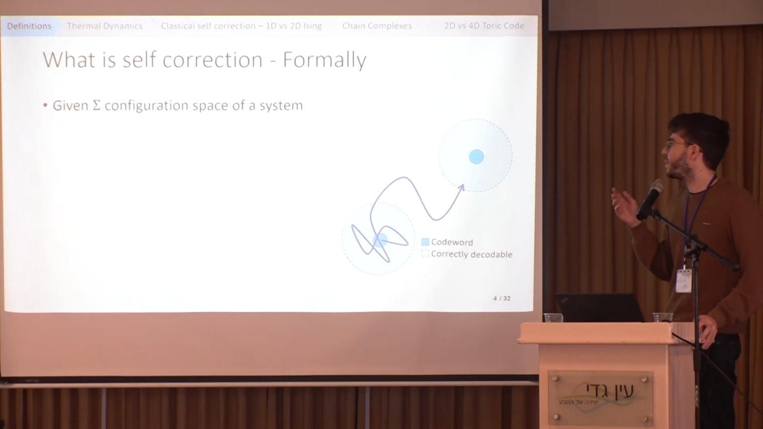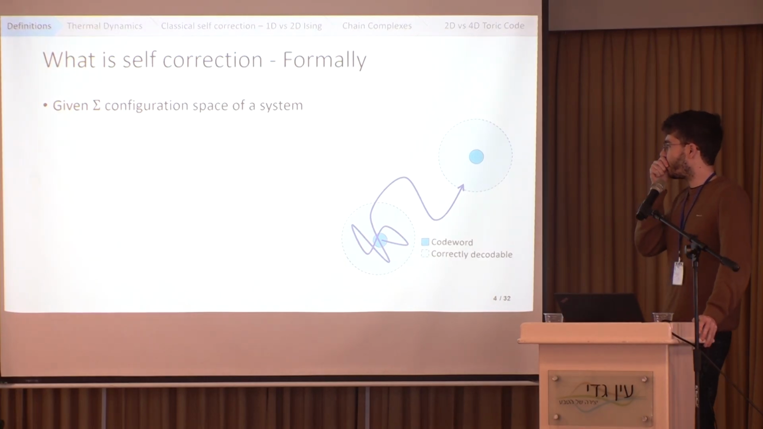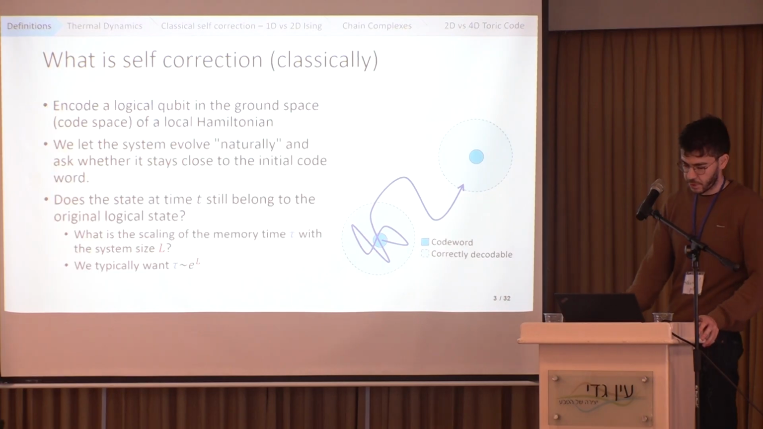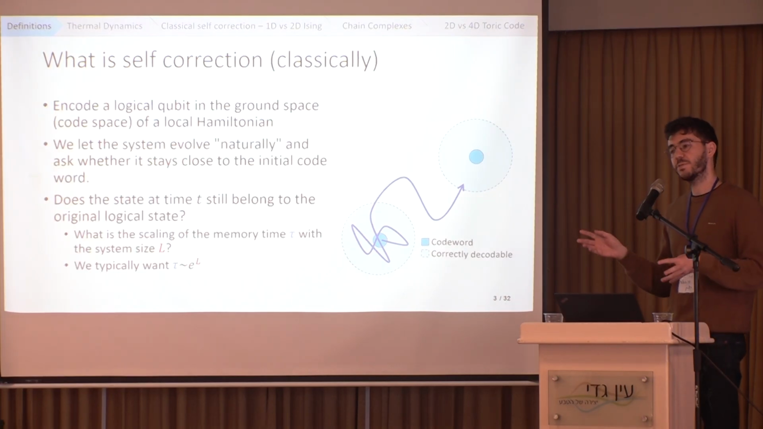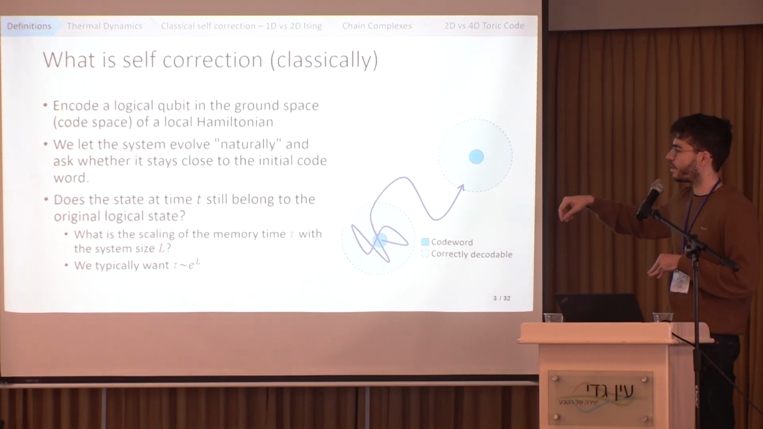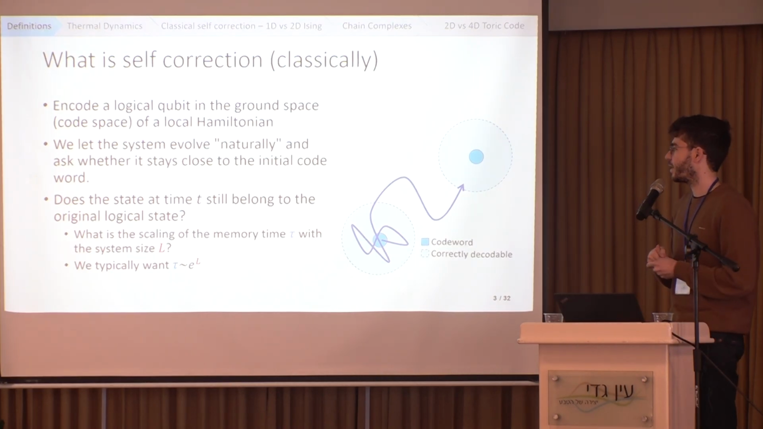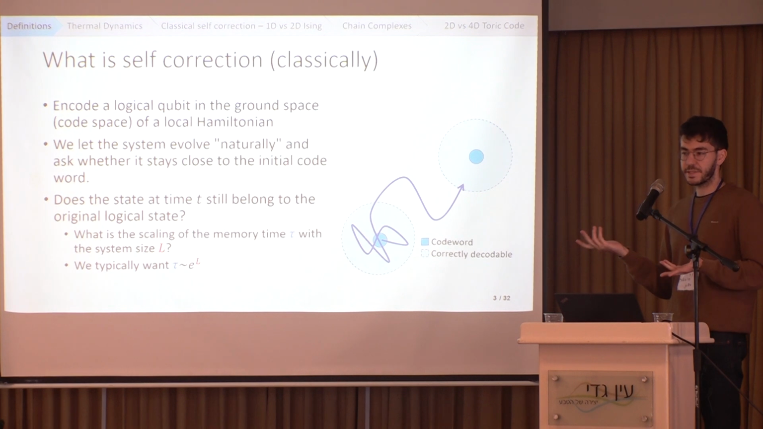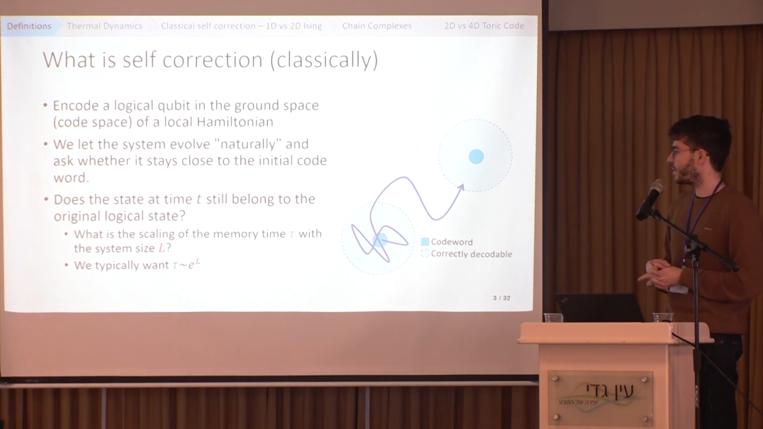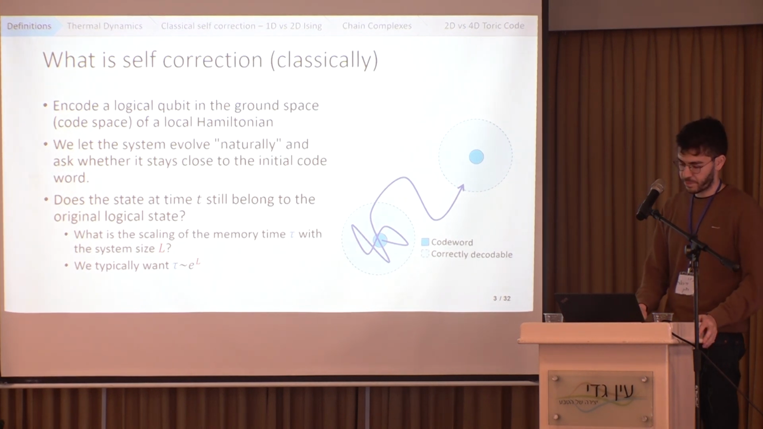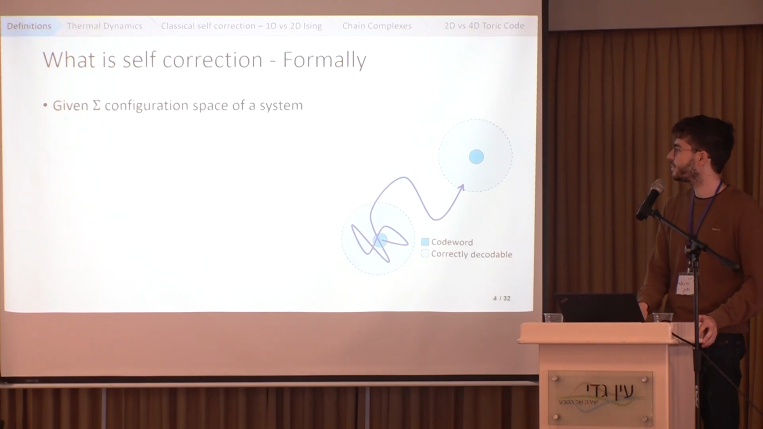If we want to be more formal, L is the system size. When we will have a physical example, it will be more concrete, like the number of bits. And I will now define formally what is T.